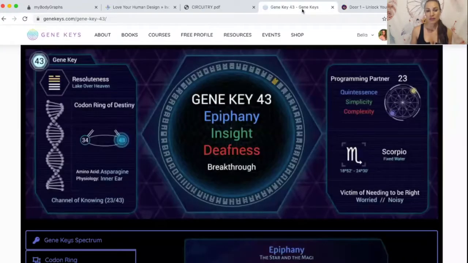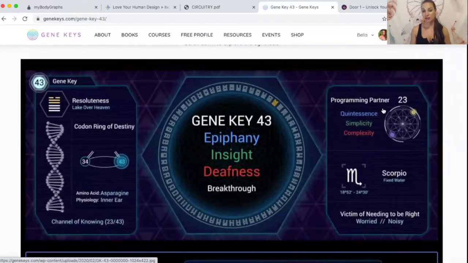And let's go into the Gene Keys. The Gene Keys is the frequency band. We're speaking about the 43 in a low, fear-based frequency, and we're speaking about it in a higher, expansive frequency. The low frequency is that deafness we're speaking about. The higher frequency, the insight. The highest frequency, the epiphany. We see the programming partner again is the 23.